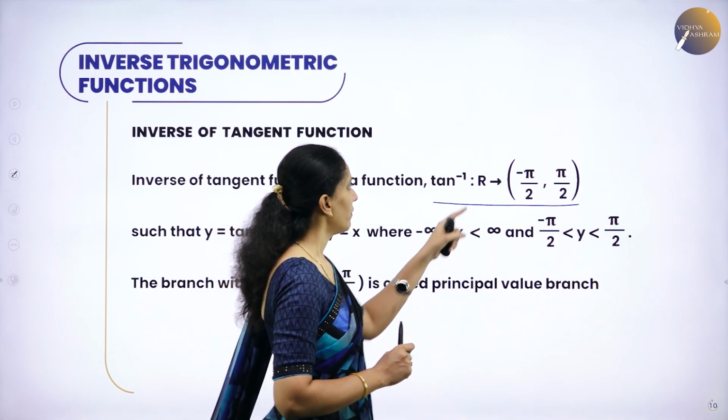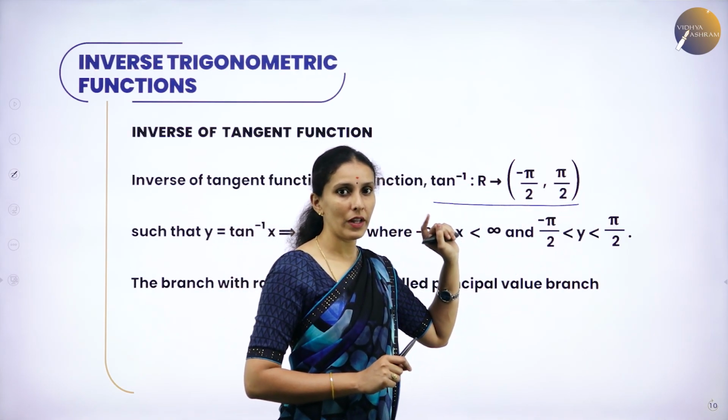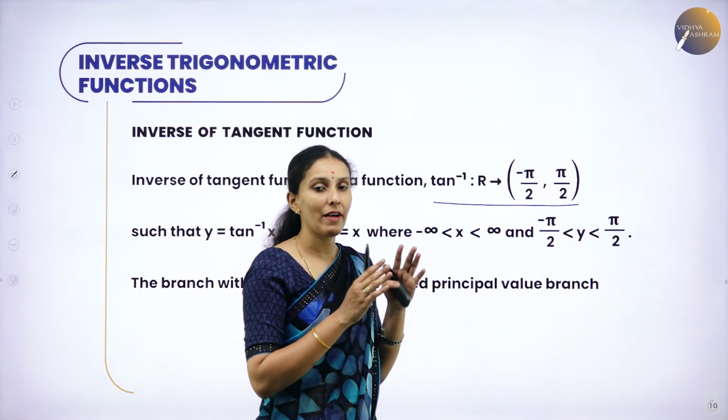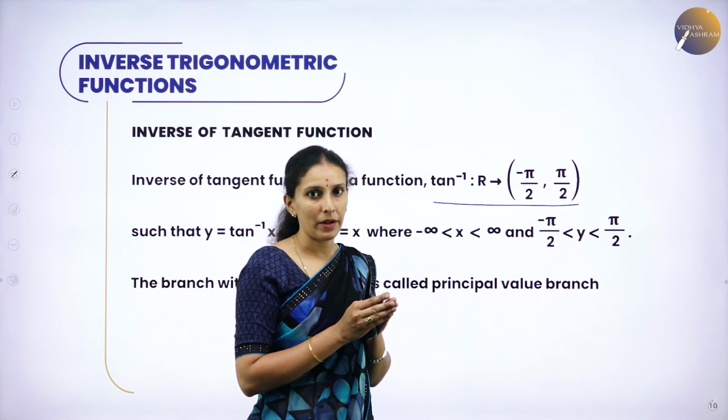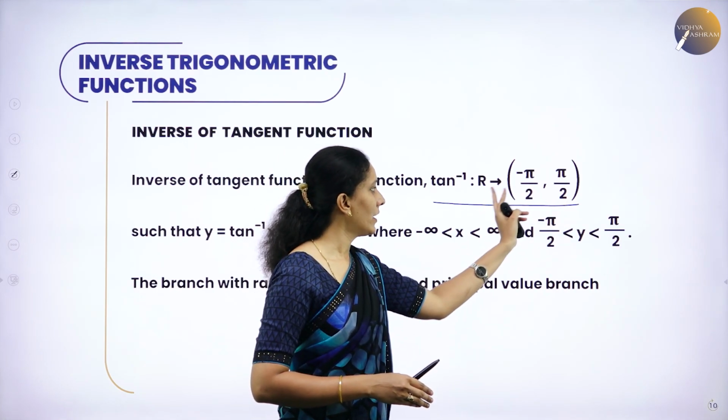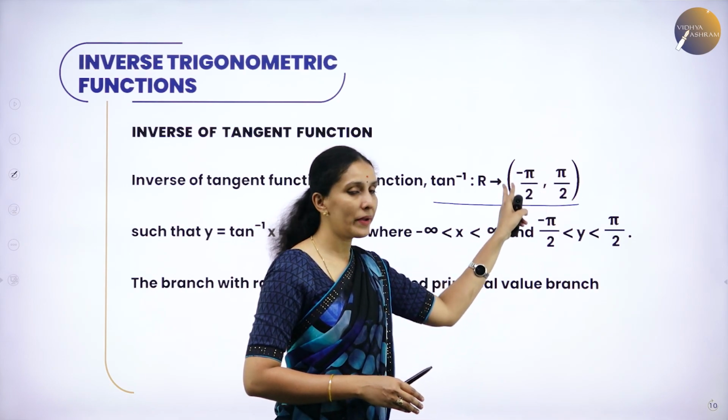So therefore, we have taken here an open interval. We cannot include minus pi by 2 to plus pi by 2 because the value of the tan function at pi by 2 and minus pi by 2 is infinite. So therefore, we will write this interval in the form of open intervals.